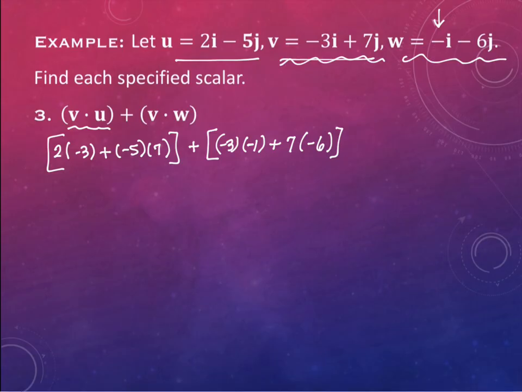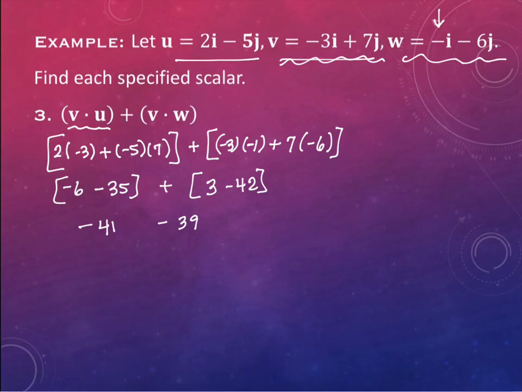All right, so we have -6 and we have -35. This is the same -41 we did on our previous slide. Over here we have 3 and -42. So what is 3 and -42? Yeah, -39. So -41 and -39 is what? Somebody say. Thank you. -80. That's not a very good zero. Let's try again.